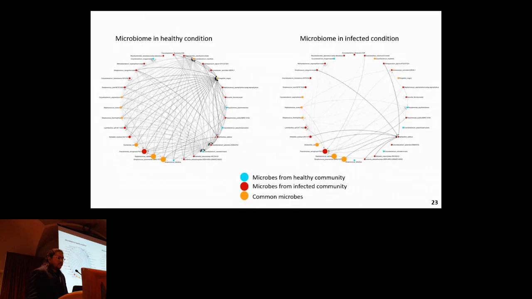Here again you see the combined community in two different conditions, healthy as well as infected. In the healthy condition, you can see that there are a lot of interactions, while in the infected condition, very few interactions are retained. The interactions retained here are mostly between infected microbes.